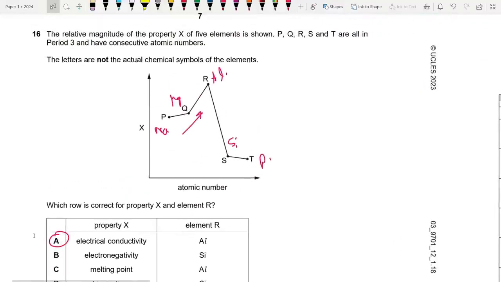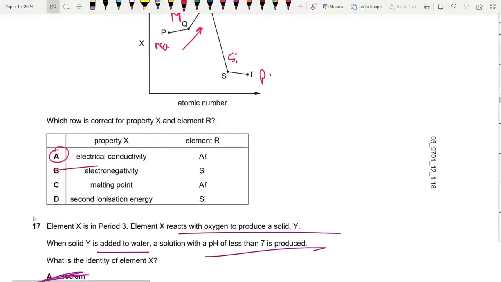The logic being, magnesium has more delocalized electrons than sodium, and aluminium has more delocalized electrons than magnesium and sodium. It's Al3+, more electrical conductivity. Silicon is not a very good conductor, it's just a semiconductor, and phosphorus is a non-metal, so it can't conduct electricity, right? So that's why B and C are wrong.